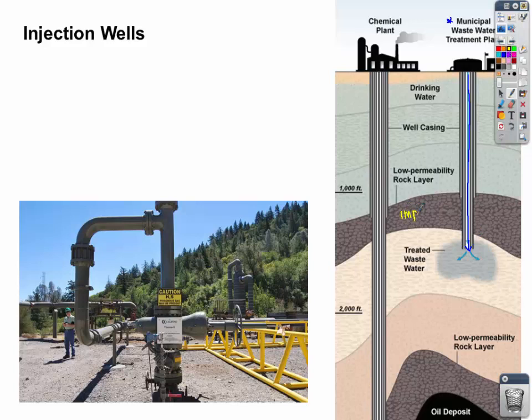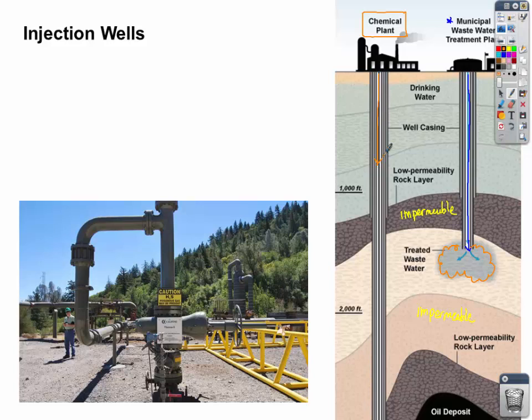So this layer is impermeable, and so is this one. So what they're going to do is inject the waste material in here and just have it deep underground. All right, now that's the municipal wastewater treatment plant. The chemical plant is going to want to go very, very deep, well below any drinking water or shallow aquifers where drinking water is coming out of.